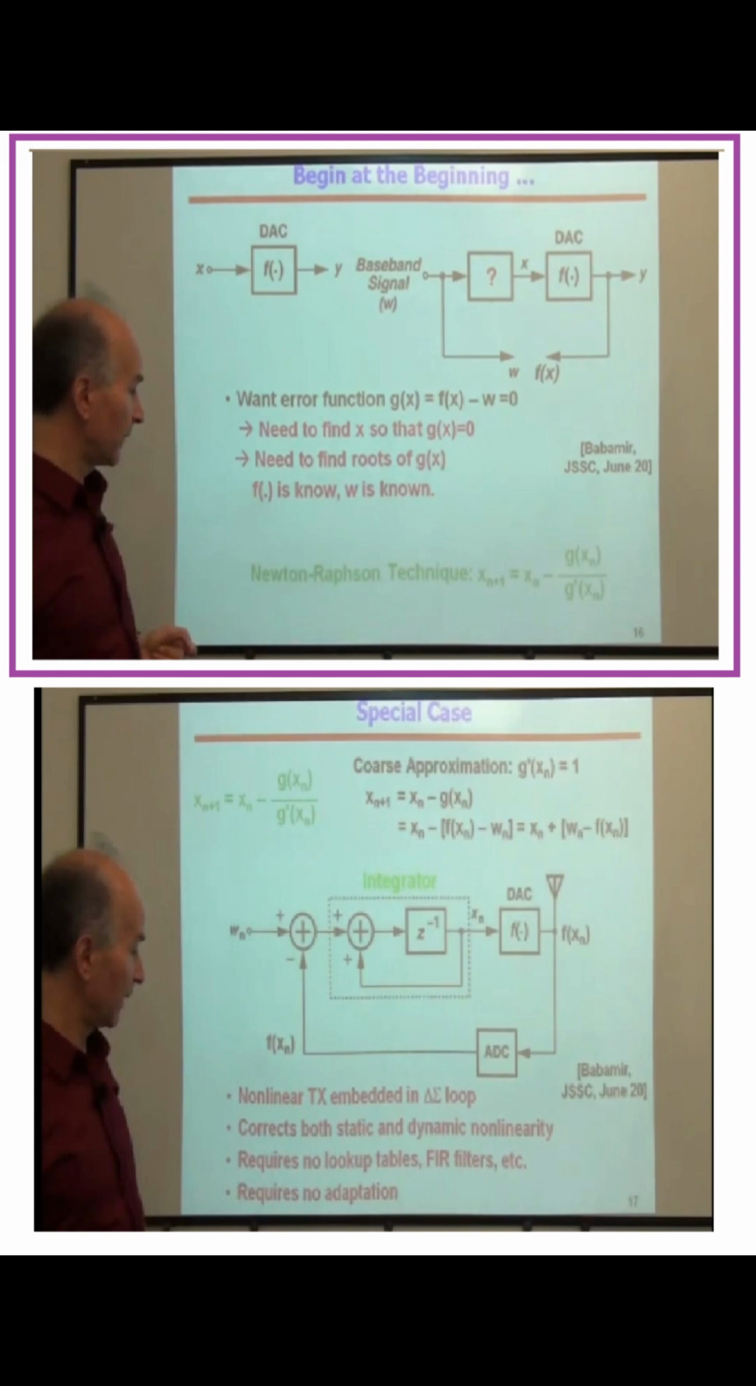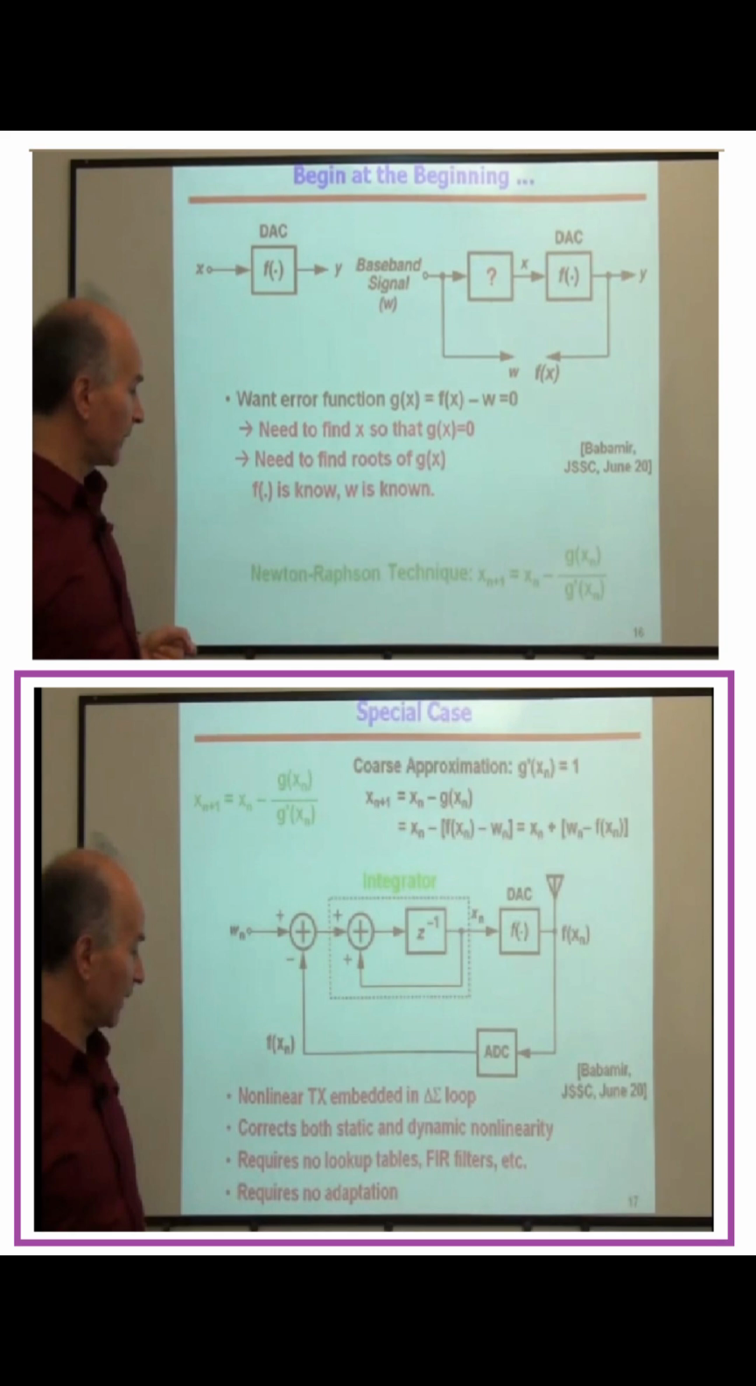A well-known numerical method for this is Newton-Raphson, which iteratively refines an estimate. It updates x using the formula x of n plus 1 equals x of n minus g of x divided by its derivative. By continuously computing this, the circuit dynamically adjusts x in real time, ensuring signal fidelity. This simple yet effective method enables real-time correction without predistortion limitations.